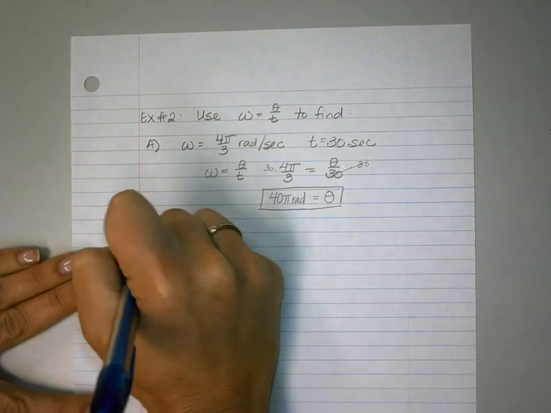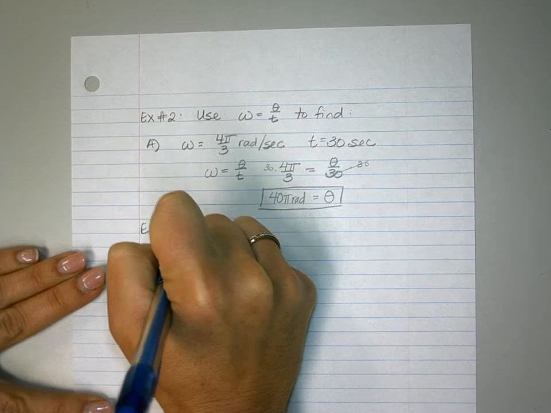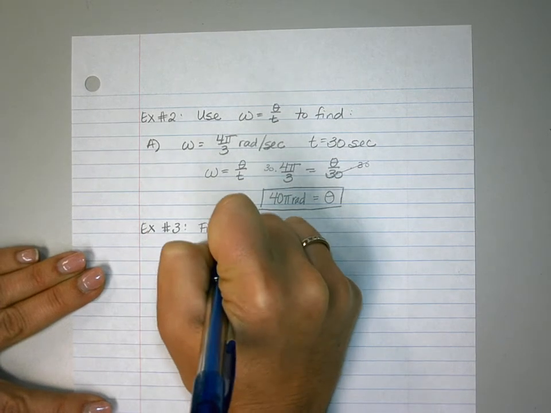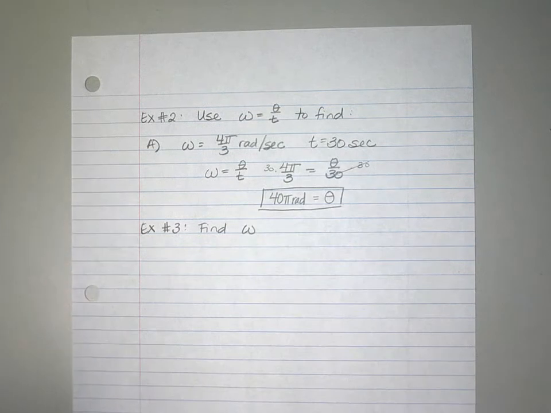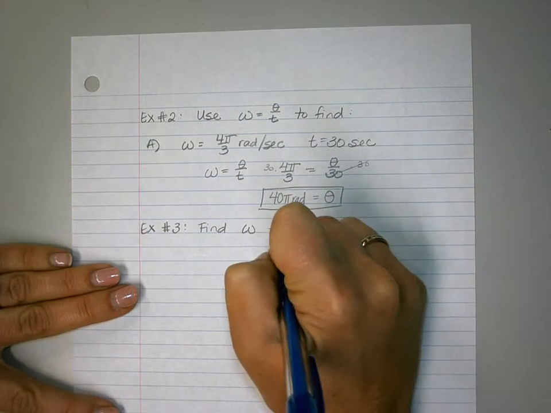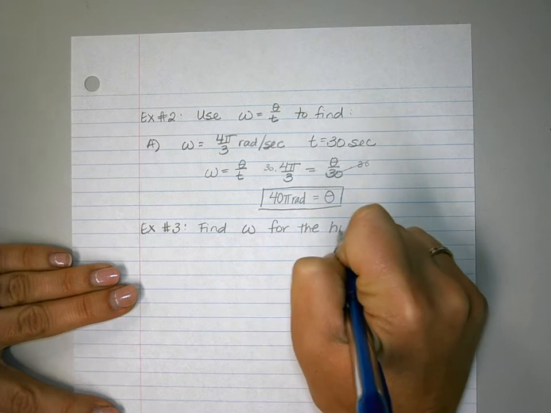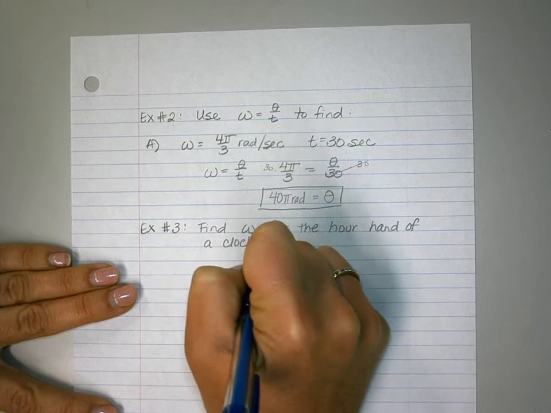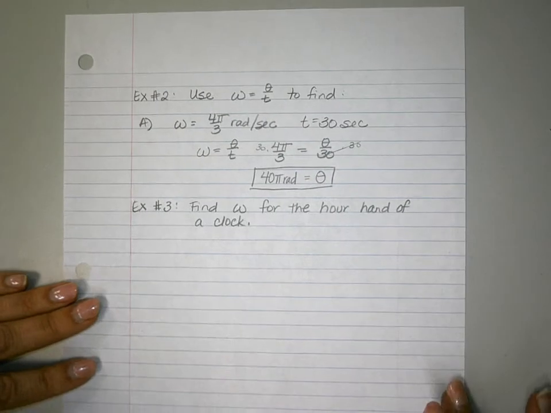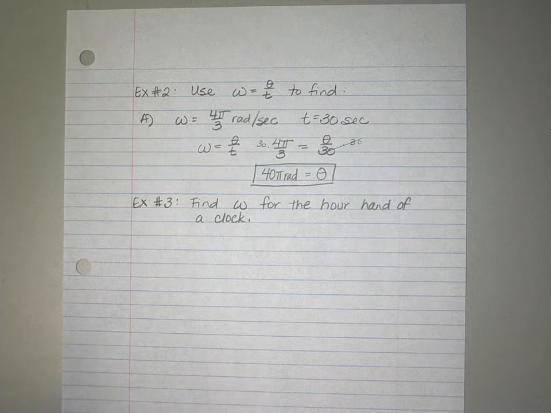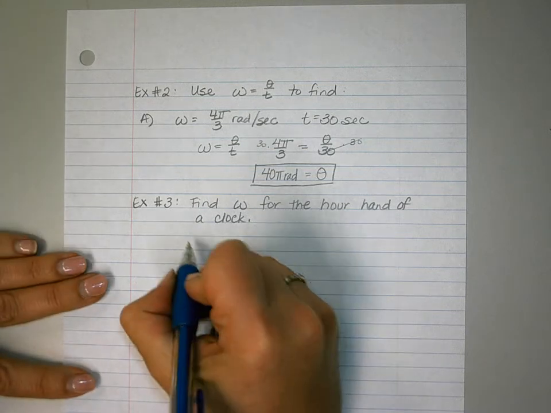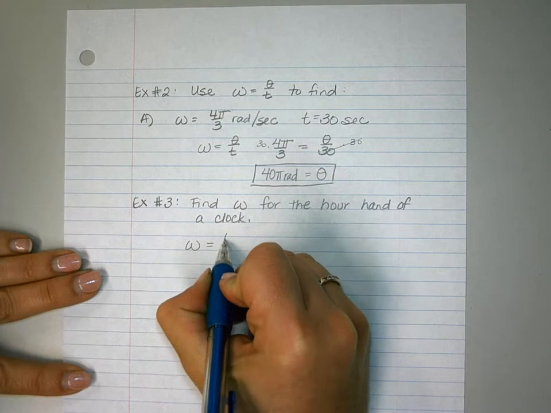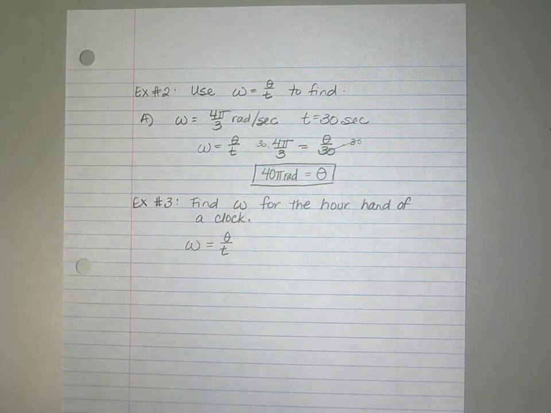And then the last type of example I'm going to give before I send you off is a problem like this. Find omega, find the angular speed for the hour hand of a clock. I think I gave you one problem like this on your homework, but I think this is kind of an interesting problem. So we're looking for ultimately how fast is the angle changing of the hour hand of a clock. So let's use omega equals theta over t. I mean, that's our basic angular speed.